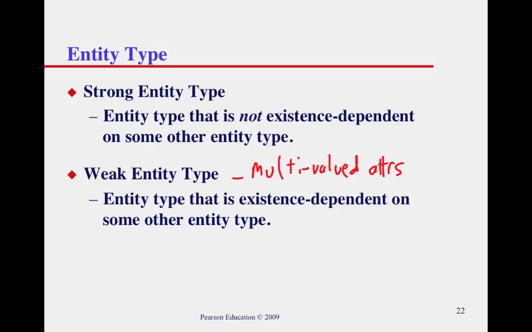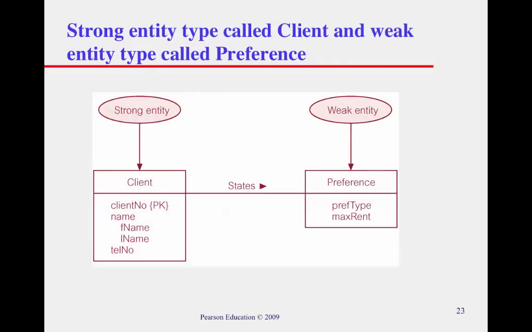I might think of a multiple degree relationship in some sense as a weak entity. Now I know that's probably stretching the book's definition, but these things would not exist without some other entity type. Okay, so I think of them as weak entity types. Okay, the book has another one. A client states a preference.